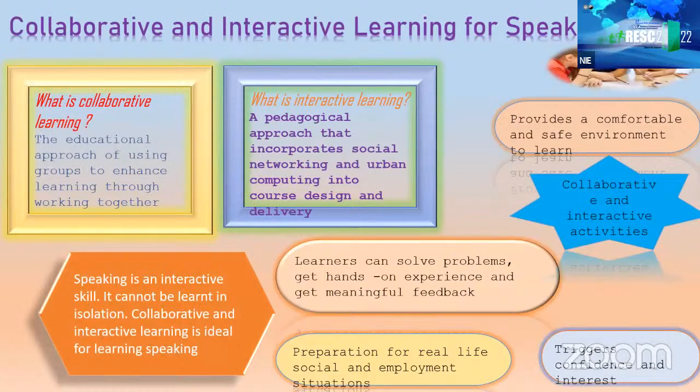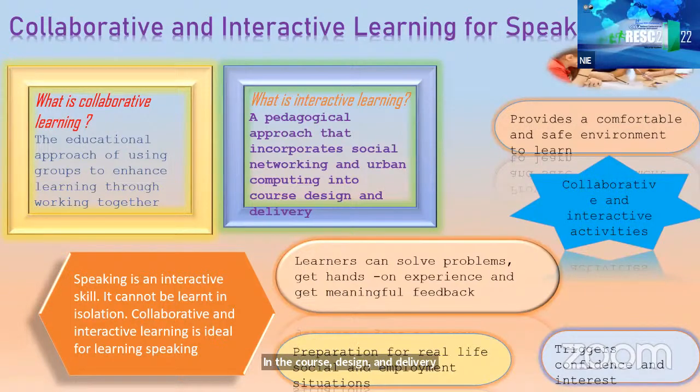Collaborative and interactive learning for speaking. Speaking is an interactive skill. It cannot be learned in isolation. Collaborative and interactive learning is ideal for learning speaking. So what is collaborative learning? It is an educational approach for using groups to enhance learning through working together. On the other hand, interactive learning is a pedagogical approach that incorporates social networking and urban computing into course design and delivery.